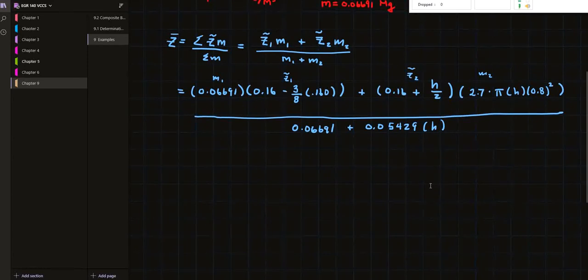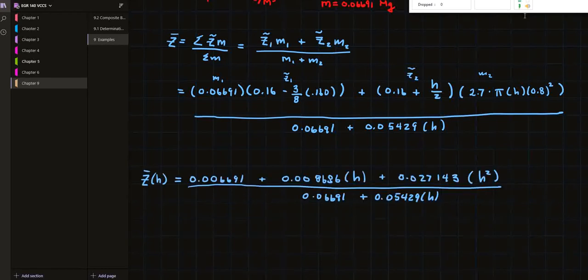Let me simplify it though. So now I've written it in a simplified form as z bar of h. So that's the distance z bar as a function of h. So all we can do is stick in h's here and calculate what our z bar is once we figure out what our h's are. So suppose we want to calculate z bar of h of 200 millimeters or 0.2 meters.